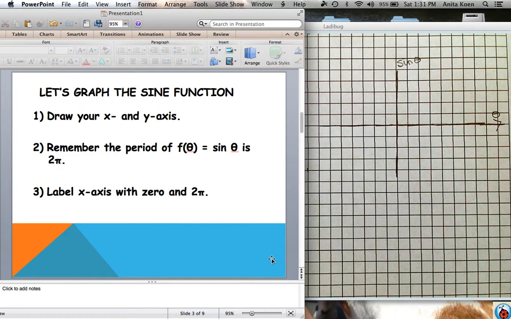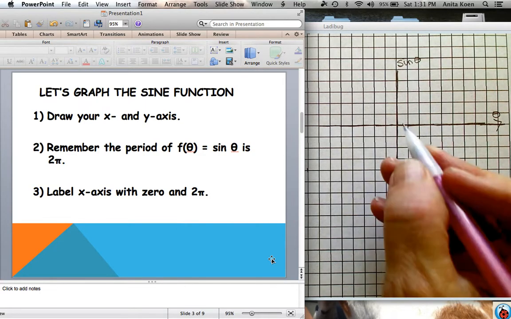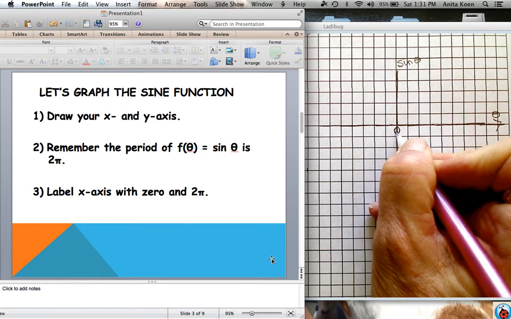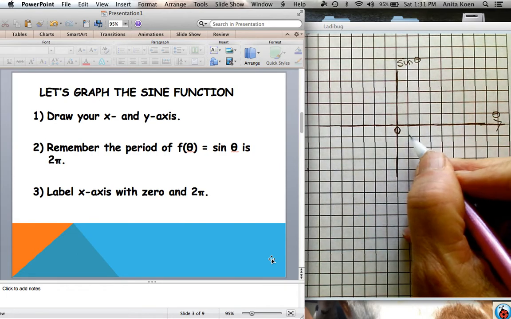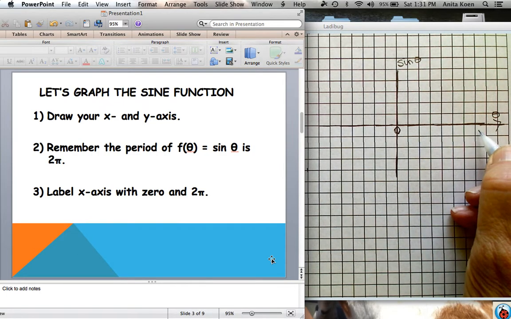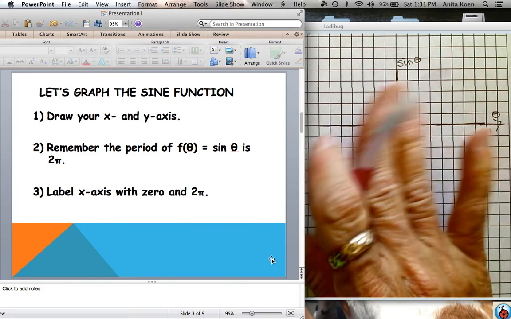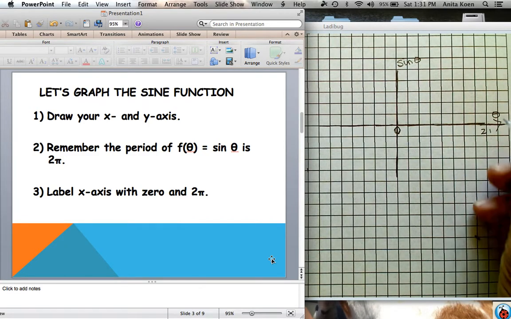Now, remember the period of the sine function is 2 pi. So we're going to label our x-axis, or our theta axis, with 0 and 2 pi. And I'm going to come out here and label this 2 pi.